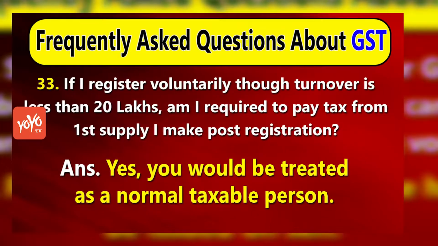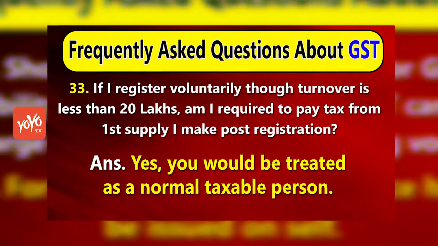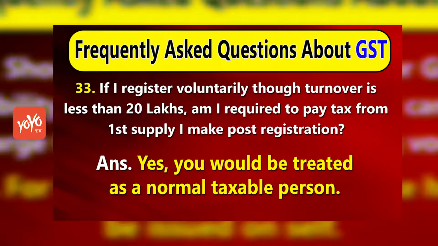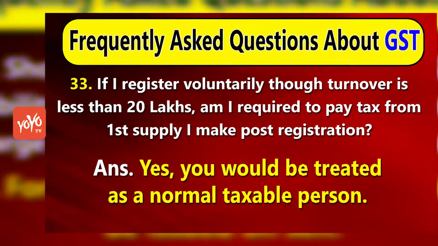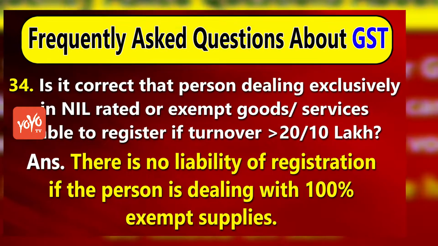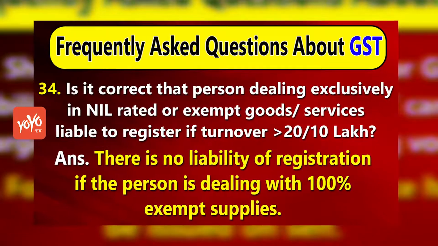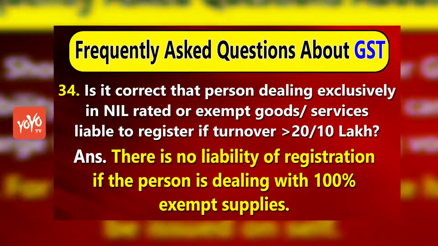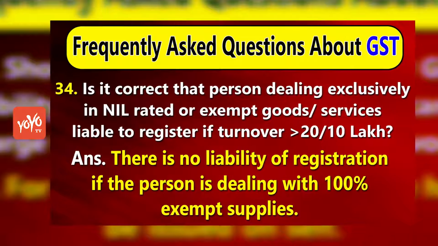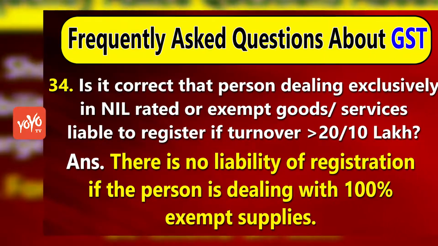Question. If I register voluntarily, though turnover is less than 20 lakhs, am I required to pay tax from first supply I make post-registration? Answer. Yes, you would be treated as a normal taxable person. Question. Is it correct that a person dealing exclusively in nil-rated or exempt goods or services is liable to register if turnover is less than 20 or 10 lakh? Answer. There is no liability of registration if the person is dealing with 100% exempt supplies.